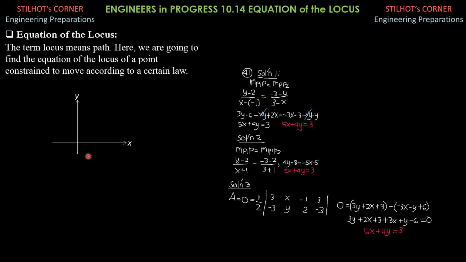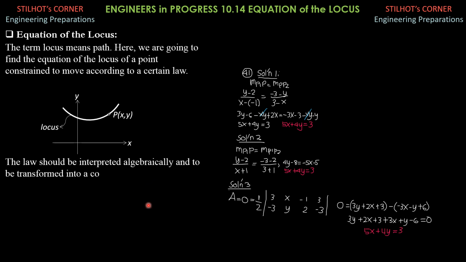So let us say this is the coordinate axis, x and y axis, and we have the locus. There's a point on the locus with coordinates x comma y, and it may be that there is a line, another circle or curve, or a point, and this point is constrained to move according to some certain law, and we interpret that algebraically. So the law should be interpreted algebraically and transformed into a correct equation. The resulting equation is the locus.